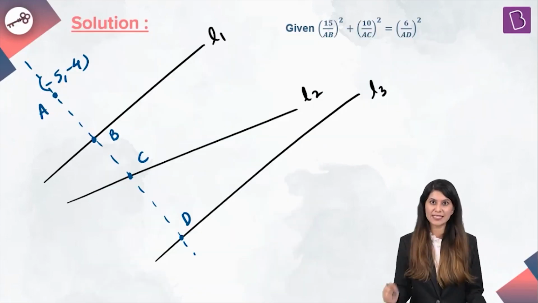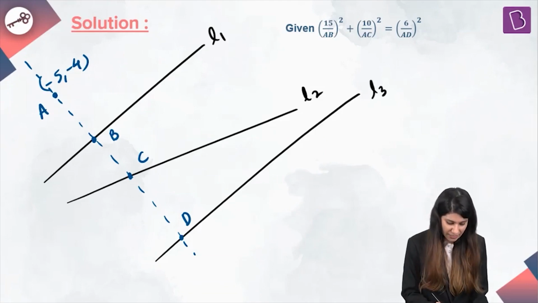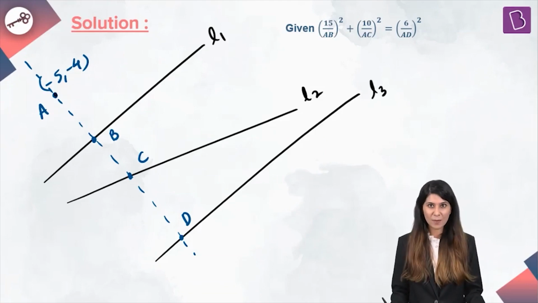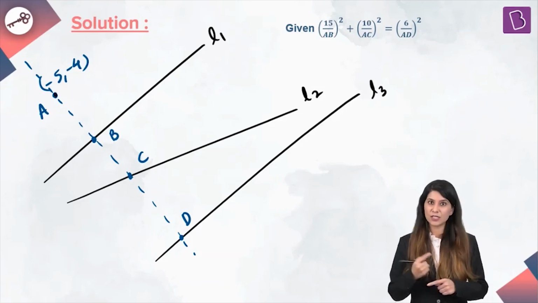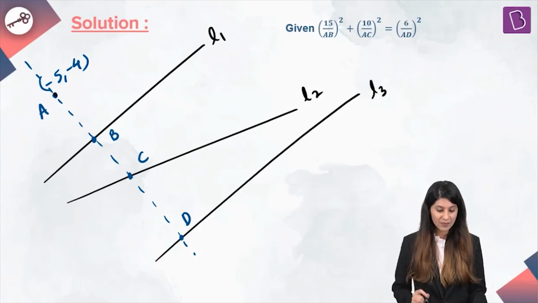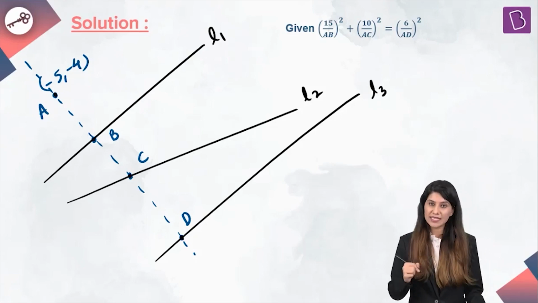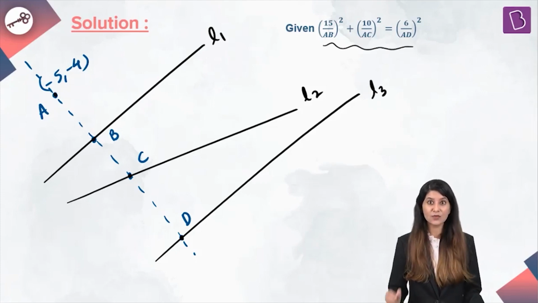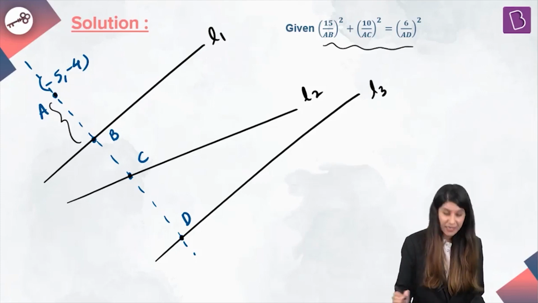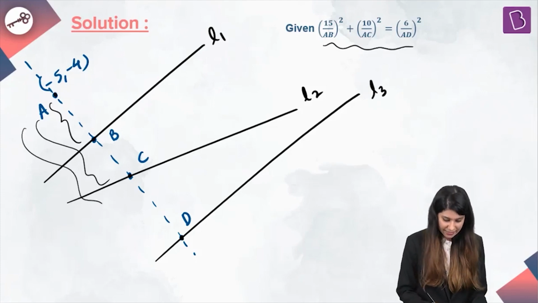Let's first visualize this situation. So as per the situation, this is the diagram. We have a point A which is minus 5, minus 4 and we have 3 lines L1, L2 and L3 whose equations are already given to us. And a line is passing through A, intersects these 3 lines L1, L2 and L3 at points B, C and D, and we have a given information which is this, which involves what? AB distance, AC distance and AD distance.